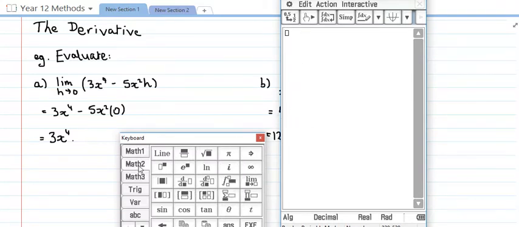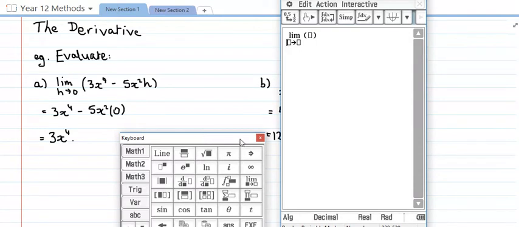So we're going to Math 2. This is where I should find most of my calculus things. So here we have the derivative. We can do various other derivatives. We can do the antiderivative, and we can also do the limit. So I'm going to choose the limit, and I'll do the same question here.